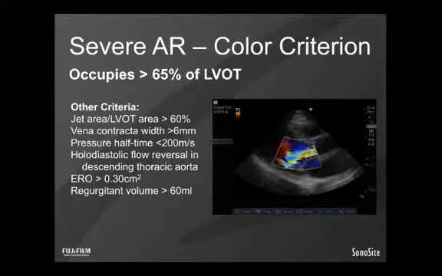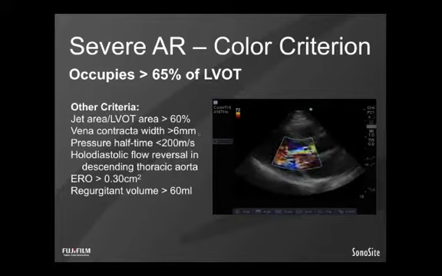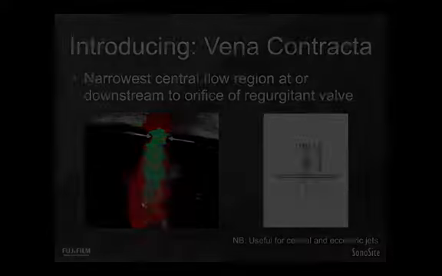Other criteria for severity would include a ratio of jet area to LVOT area greater than 60%, a vena contracta greater than 6 millimeters, and we will review what a vena contracta is shortly, I promise you, and some other features which we'll actually review in a case later on that we will go into.